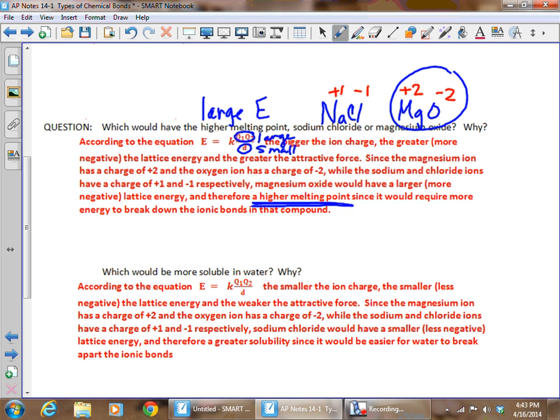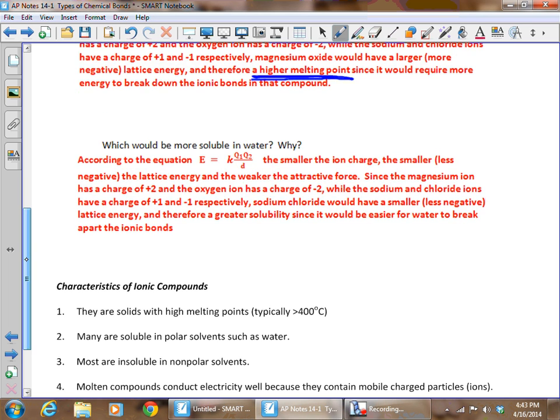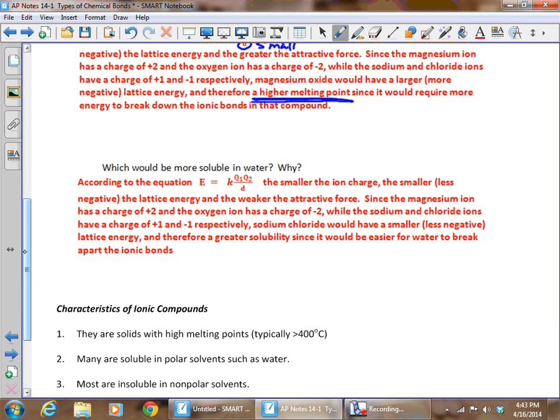So, now, as far as the solubility, remember, solubility is the opposite of melting point. Solubility, we want a weak attraction, so we want there to be a low lattice energy in the compound. So low energy is what we're looking for, a weak attractive force. So if we're looking for weak or low energy, then we're looking for charge to be small and for the distance to be large.